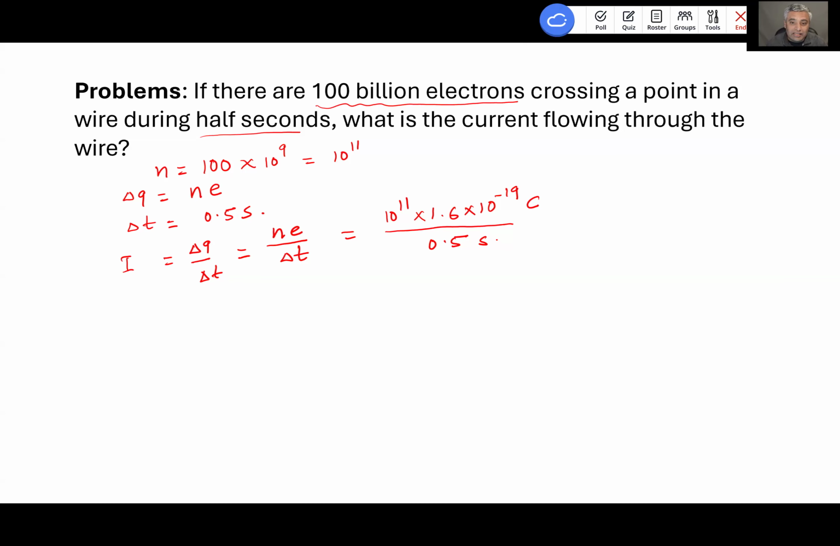But how much current is flowing? Let's see. Half and 1.6 is going to be 3.2 times, and 19 is negative, 11 is positive. So that means we're going to have 10 to the power negative 8 coulomb per second. So basically, that's what an ampere is.